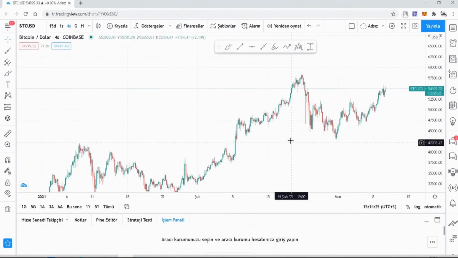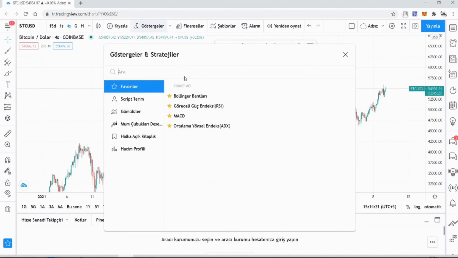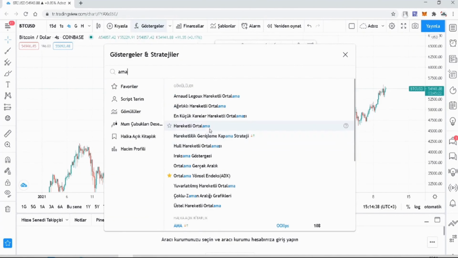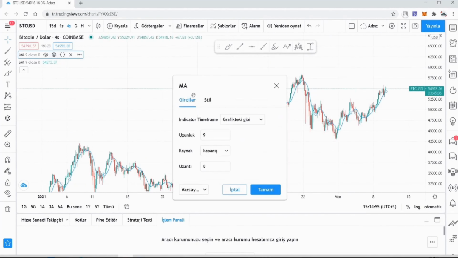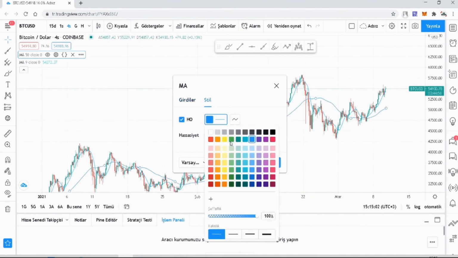How are supports and resistances found using moving averages? In the indicators section, we type MA to find the moving average, and I add it to the chart. After finding the moving average, we click twice, and here on the left side, we click on the bottom part of the foot to set the length to 50. Let's make the style red. Let's thicken it a bit here.